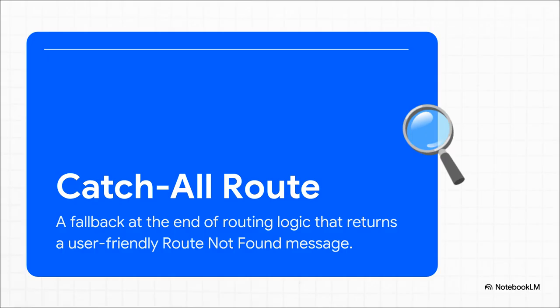Denoted by a slash and an asterisk, this acts as the ultimate safety net. It sits at the very, very end of a server's routing logic. If a request falls through all the previous route matching algorithms without finding a home, it hits the catch-all. Instead of returning a terrifying broken error screen that scares the user, it gracefully lets the client know they took a wrong turn with a nice, user-friendly route not found message.